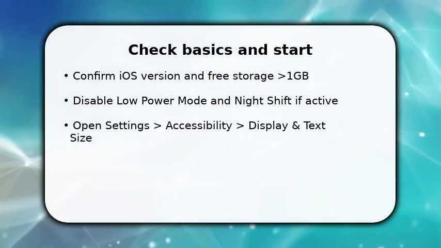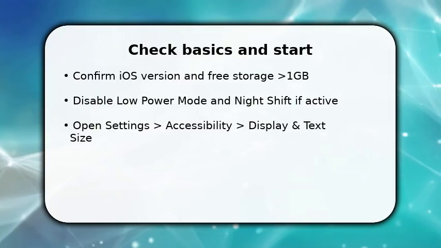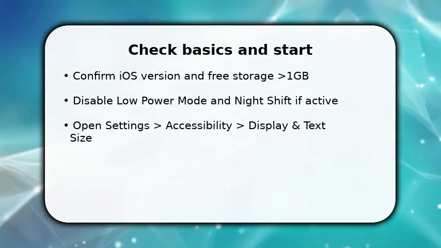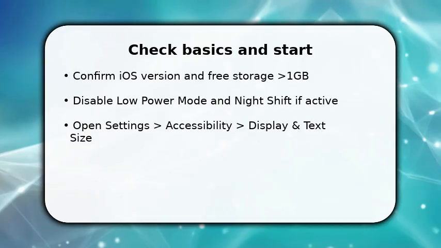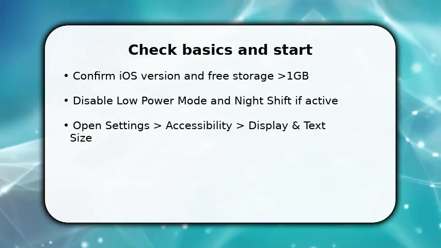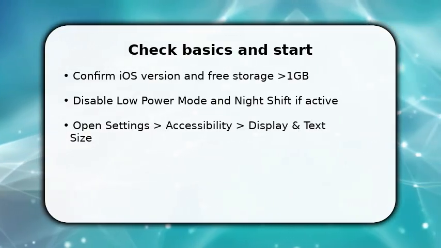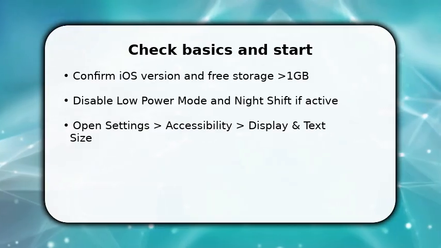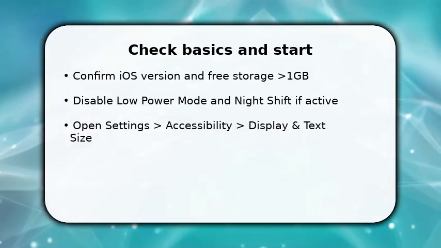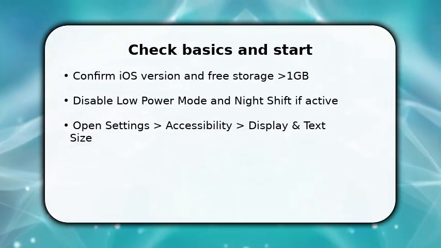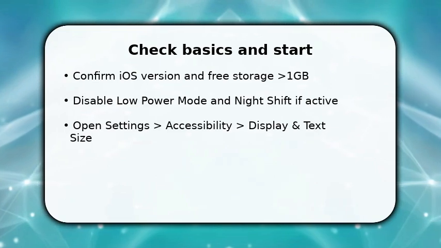Once done, go to Settings and open Accessibility, then tap Display and Text Size to reach the Auto Brightness toggle. You're doing this now because older iPhones hide the control under Accessibility. Enabling it here ensures the system can vary the backlight based on ambient light sensors, rather than fixed manual brightness.